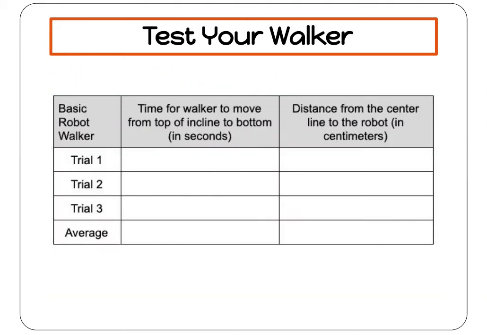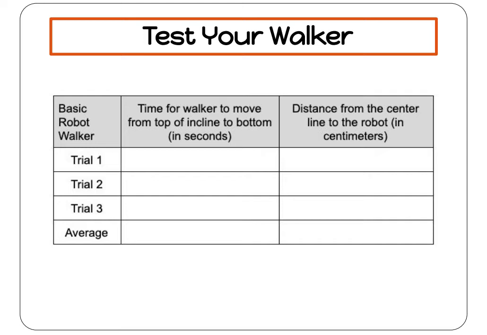After adjusting your robot so that it walks well down your ramp, you will be testing the effectiveness of your robot by measuring the time it takes to move down the ramp and how straight it walks down the ramp. To test time, start a timer when you start moving your robot down the ramp, and stop the timer once it reaches the bottom. To test how well it walks in a straight line, either draw a line or place a piece of tape down the center of your ramp.